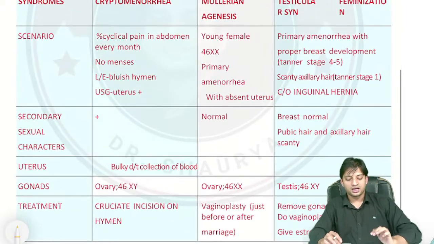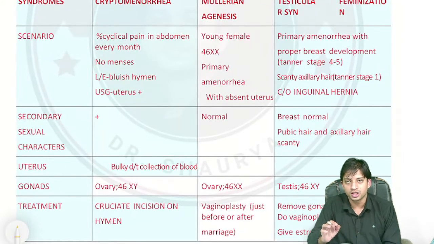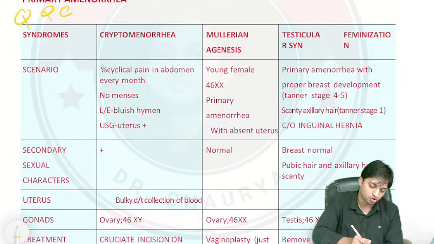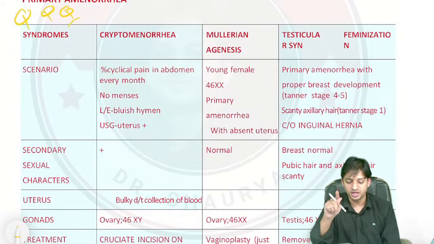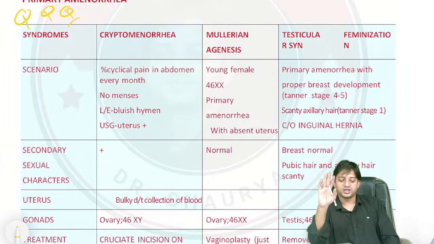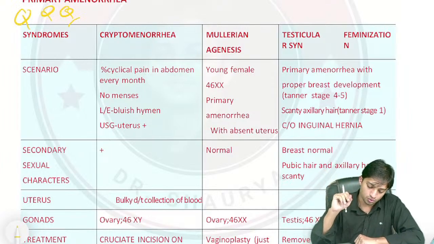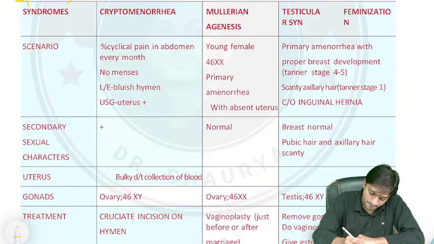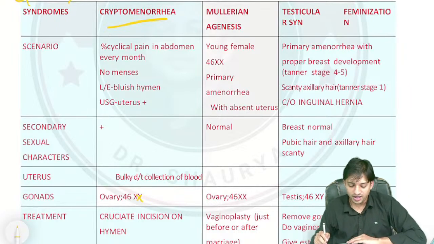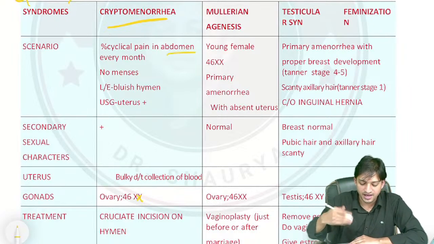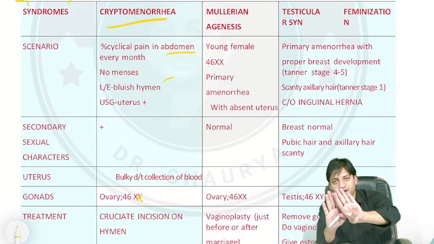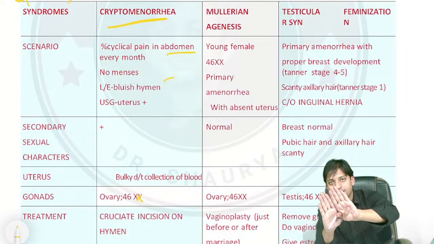Now, we are looking here at different disorders associated with primary amenorrhea. Different diseases, all are high yield MCQ points we will be covering here. Please be attentive. Most of the diseases we will cover here itself. So, cryptomenorrhea, we have discussed. In cryptomenorrhea, what will happen? You know, cyclical pain every month, right? Menses will not be there. Why? Because the hymen is imperforate. Hymen is imperforate. So what will happen in cryptomenorrhea?